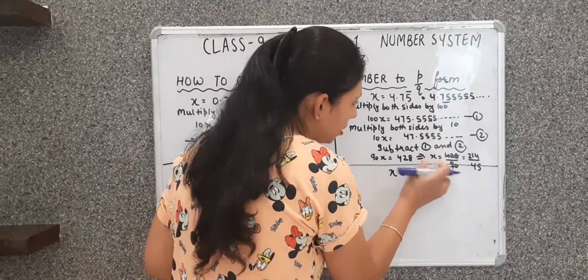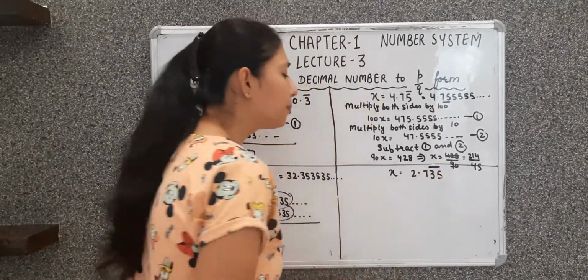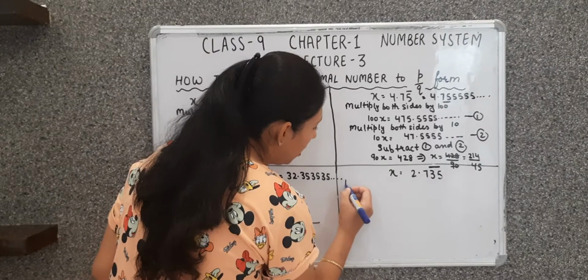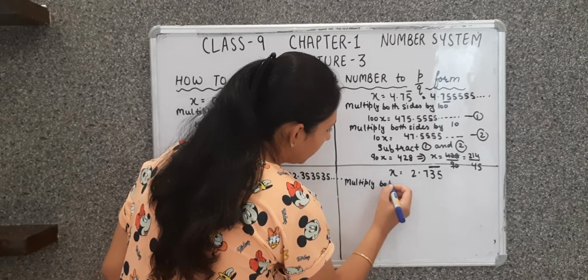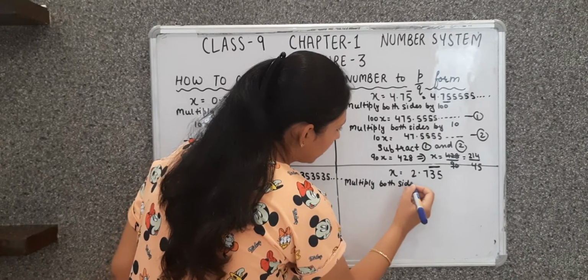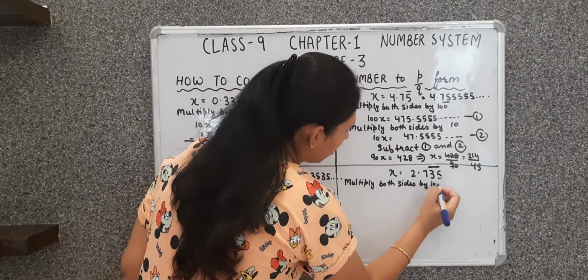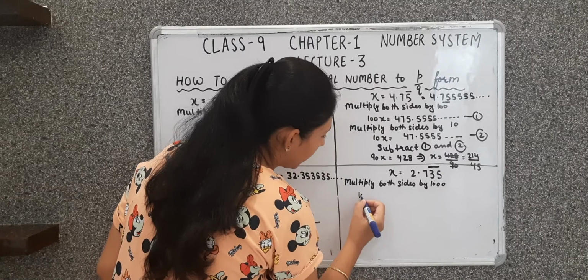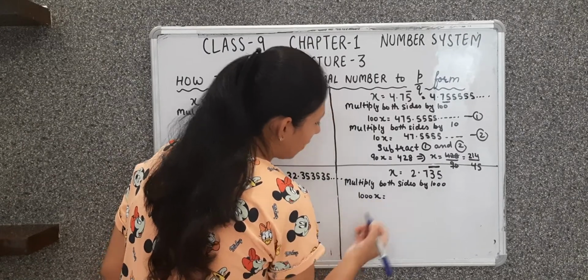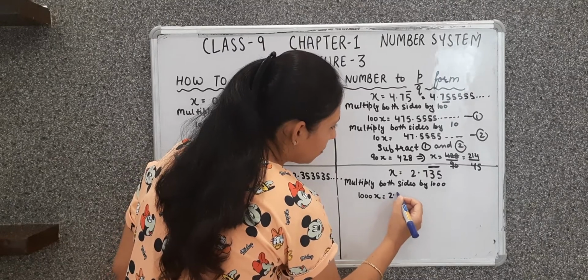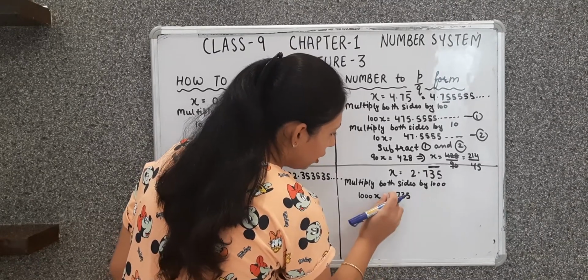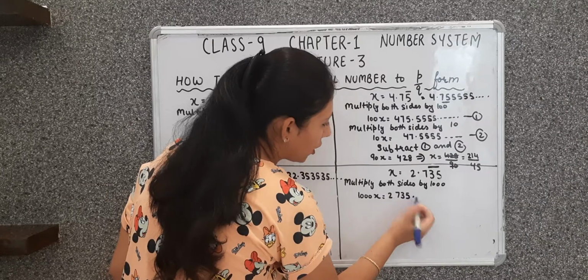Okay, my original question was this. So for this the first step is to multiply both sides by 1000. So what will we get? We'll get 1000x, and if I'm multiplying with 1000, 3 digits will shift to this side. It will be 2735 dot decimal.